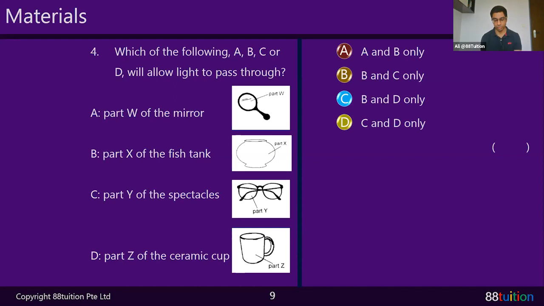Will allow light to pass through. Fish tank, spectacles. The part, you must see the part. Okay, not the metal, but the part. Any answers? Type the answers to me. Okay. Definitely fish tank allows light to pass through because you need to see the fish and the fish need to see you.